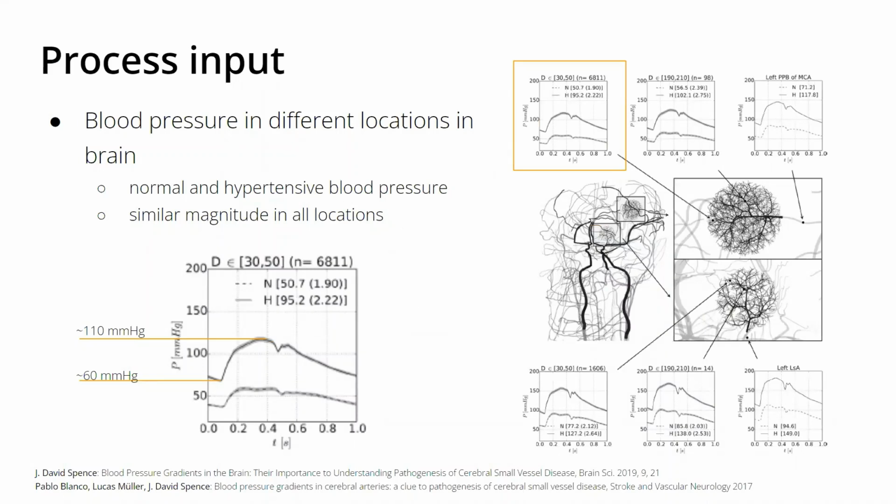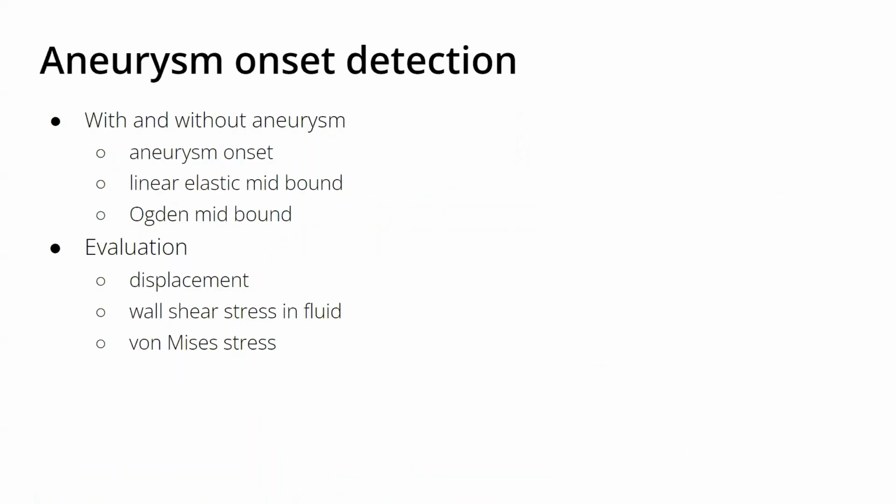As the driving force, of course, you take the blood pressure. From literature, we know that in the brain, there is a certain curve depending on whether you have a hypertensive blood pressure or the normal blood pressure. Here, I will show you the results with the hypertension, so the worst case scenario. And then you can give this pressure curve on the inlet and then see how the blood vessel behaves under these pressure loads.